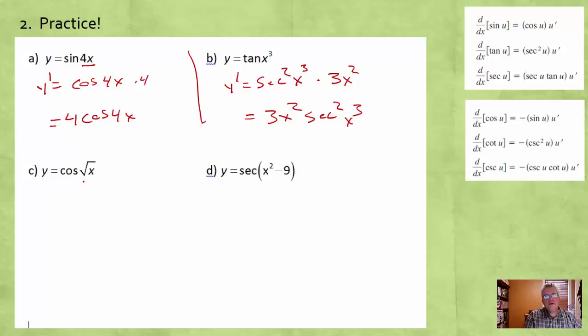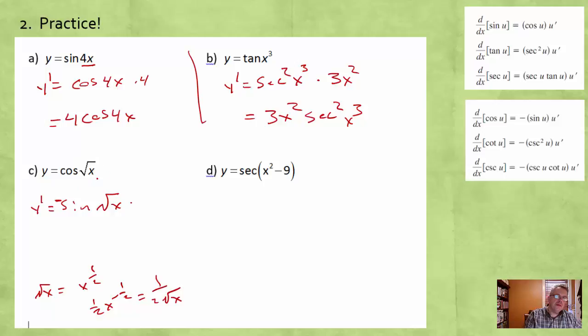Here we go. This time u is square root of x. That's the inside function. So y prime is going to be minus the sine of u times the derivative of u. So remember, square root of x is x to the 1/2, and the derivative would be 1/2 x to the minus 1/2, which is 1/2 square root of x.